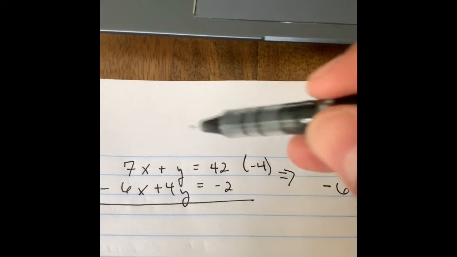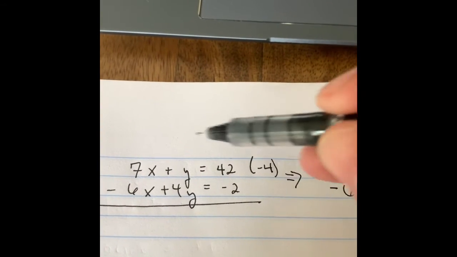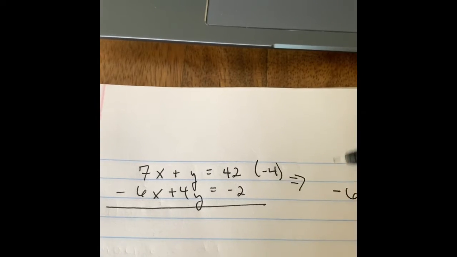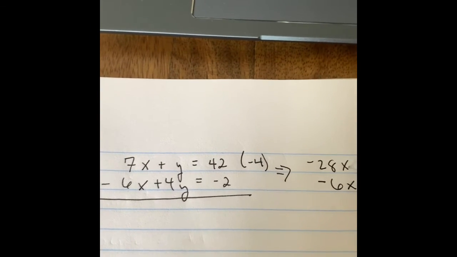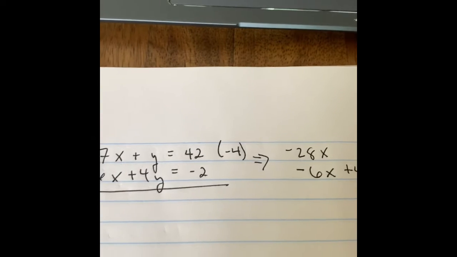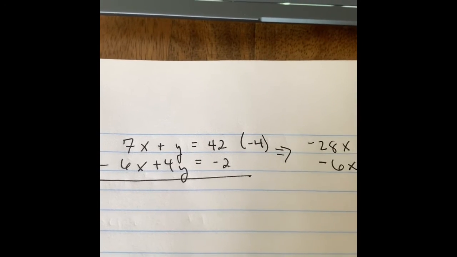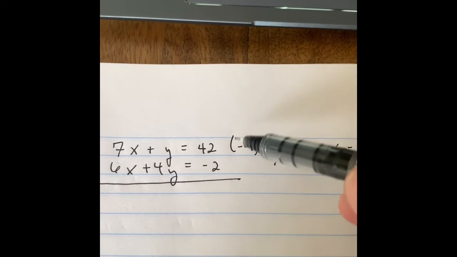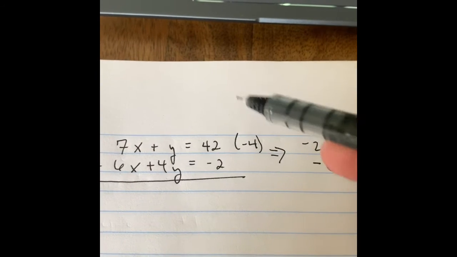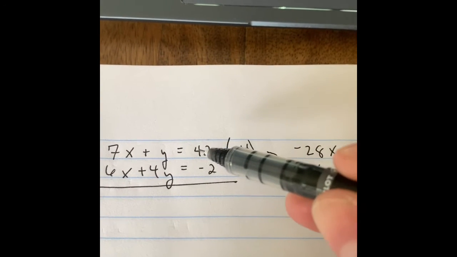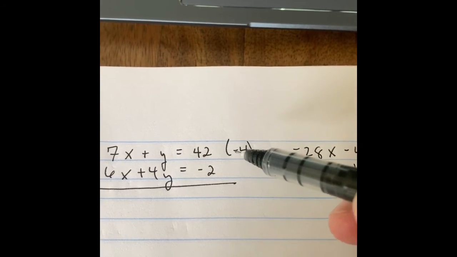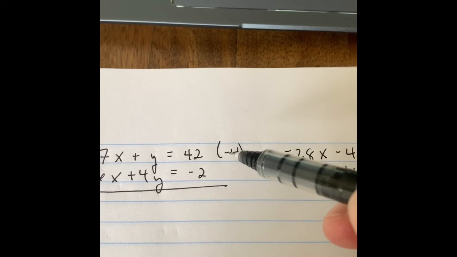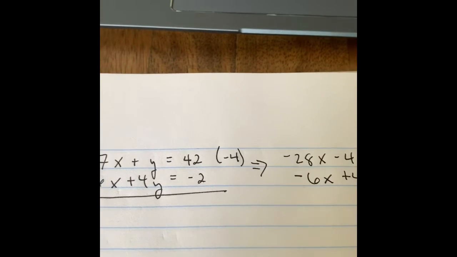But the top one I'm going to multiply all the way by negative 4. So that's going to be negative 28x. And then we've got minus 4y, and that's negative 4 times 1y. And then also negative 4 times 42. And a lot of students forget this one, so be careful. So that's going to be negative 168.